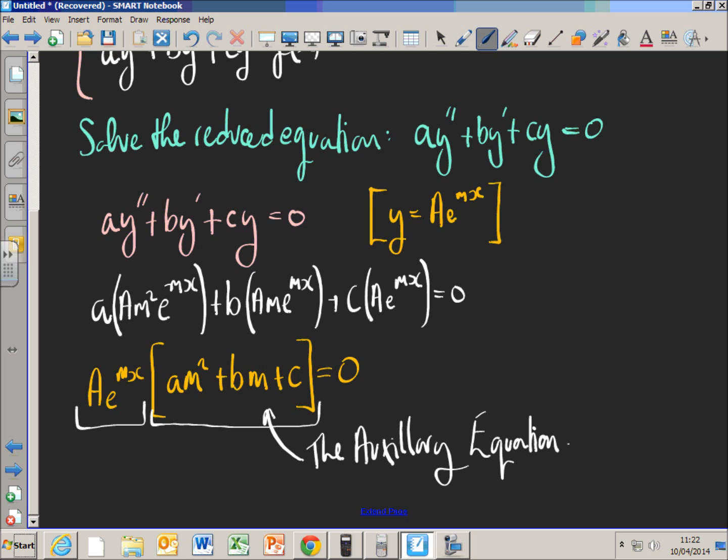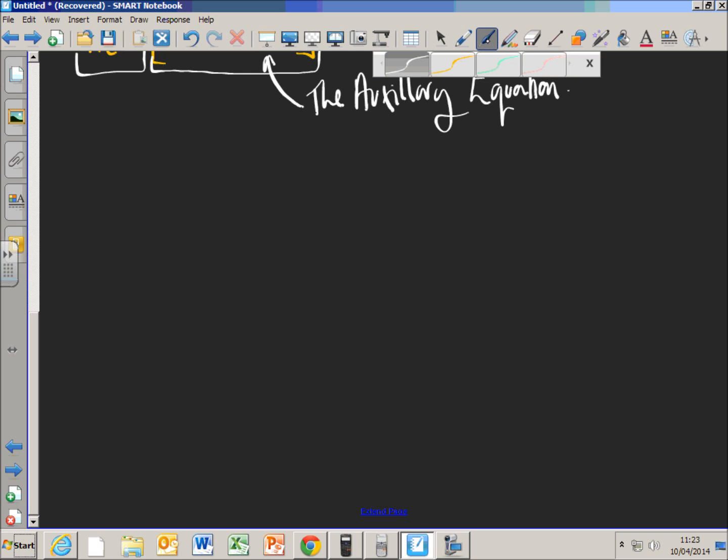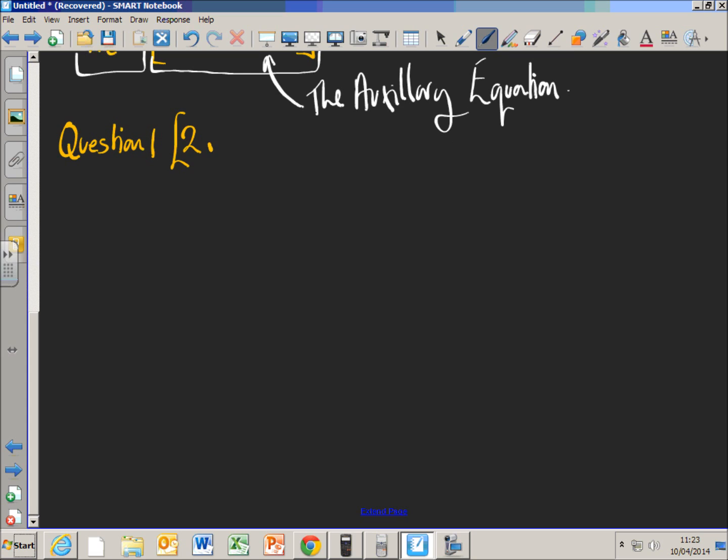So we'll do a question on each. We're going to try and solve the first one now. It is going to have 2 real roots, 2 different real roots. So we'll call it just question 1, and this is going to have 2 real roots of the auxiliary equation. Okay, and then we're going to see if we can solve it. So let's do this one here.